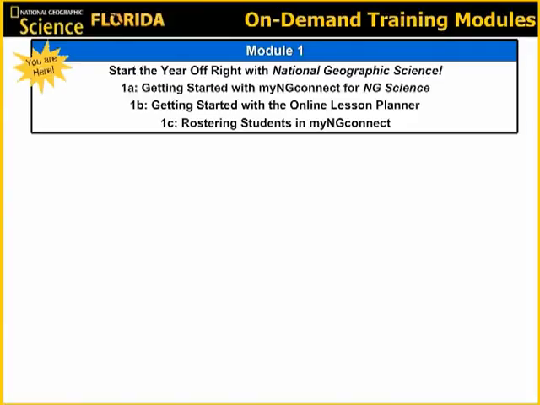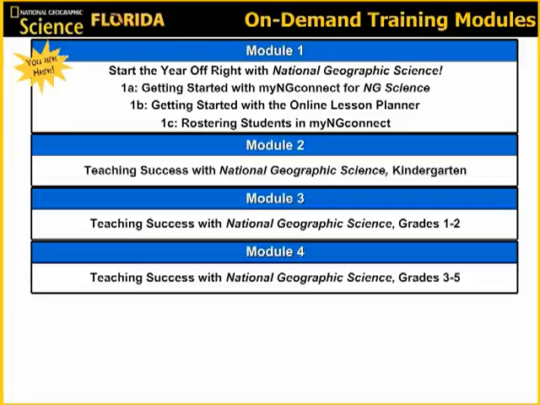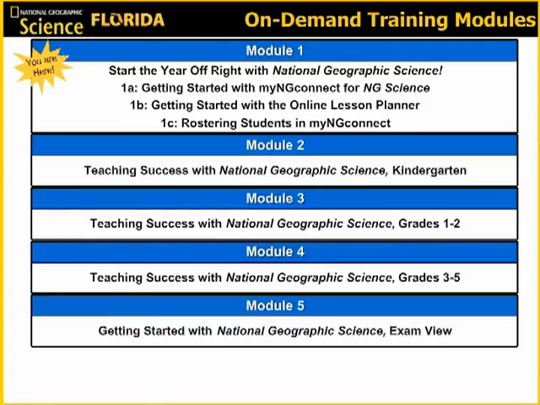As I said before, this is the first in a series of on-demand training modules to help prepare you to use National Geographic Science in your classroom. After you complete all parts of the module, you will want to view Module 2, Module 3, or Module 4, depending on which grade level you teach. If you will be using Exam View CD, you will also want to view Module 5.